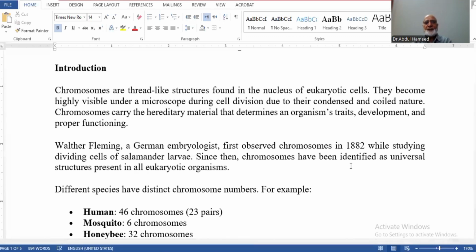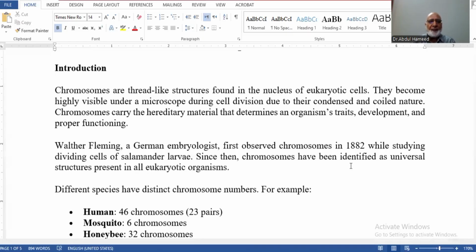Chromosomes are thread-like structures found in the nucleus of all eukaryotic cells. They become highly visible under the microscope during cell division due to extensive condensation and coiling. Chromosomes carry the hereditary material that determines an organism's traits, development, and proper functioning in all activities.